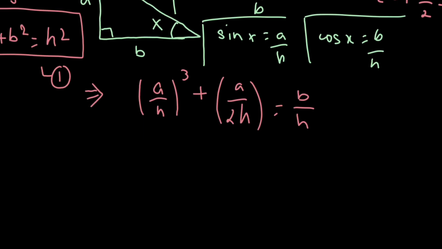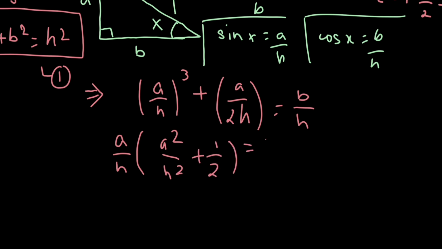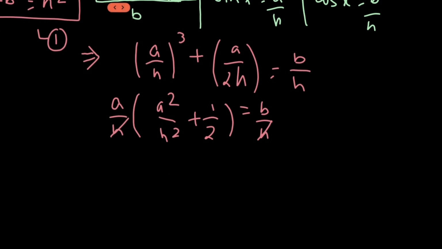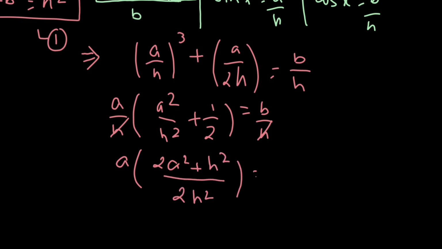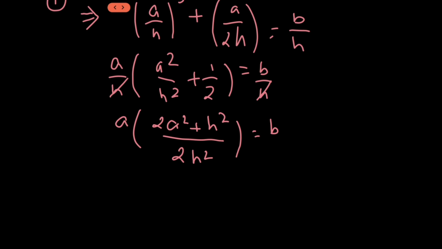So now here we have the original equation that we need to simplify. So first of all, I can see that I can take a upon h common. So inside the bracket, I will have a square upon h square plus 1 upon 2, and this thing is b upon h. Now h and h can be cancelled out. So what we get is a into a square upon h square plus 1 upon 2. I can take the LCM, so I will get 2a square plus h square upon 2h square, and this thing is equal to b. Now I can do the cross multiplication of 2h square on the other side. So on the left hand side, I will get a into 2a square plus h square equals to 2h square into b.